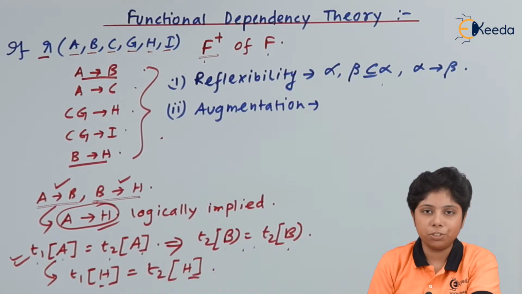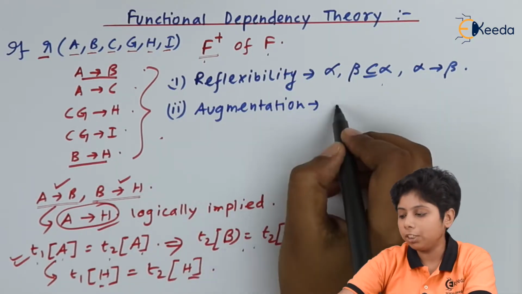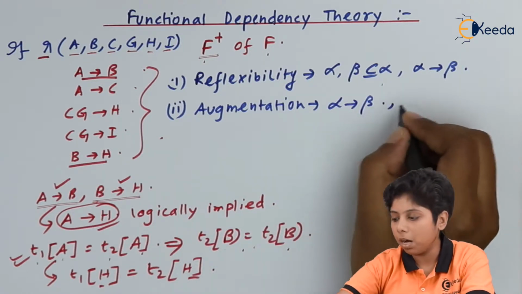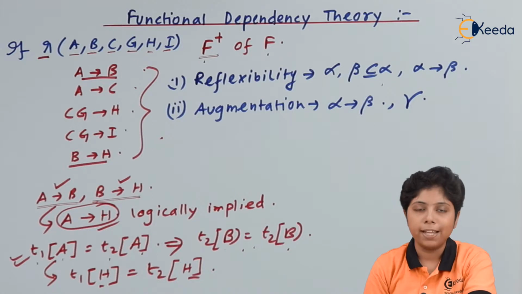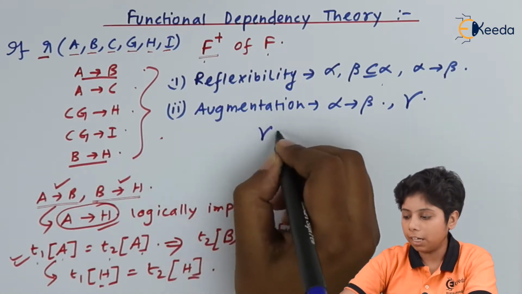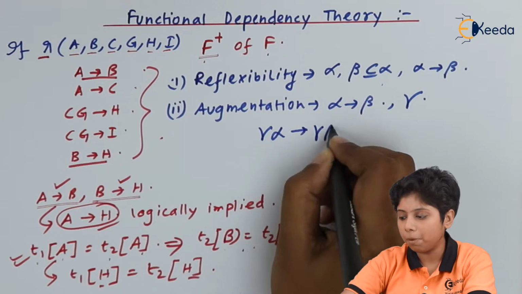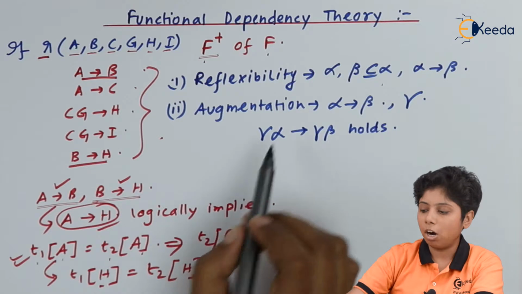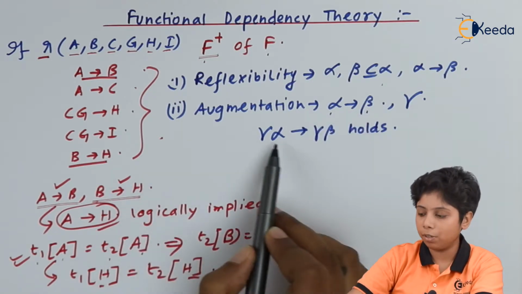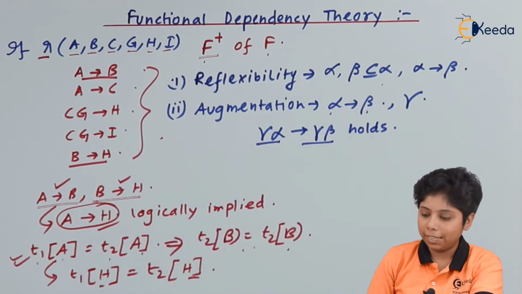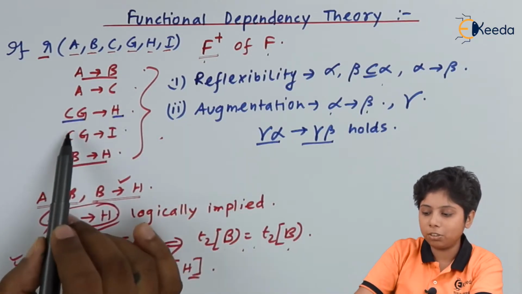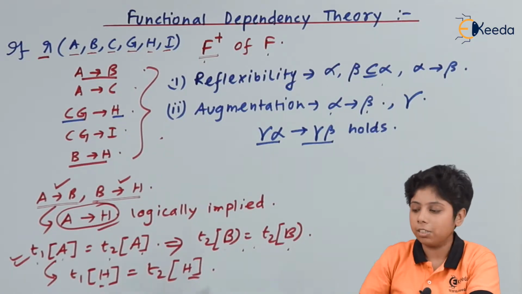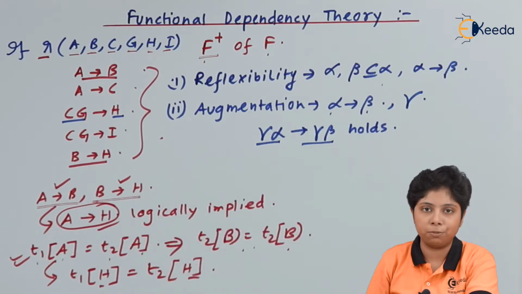Next is the augmentation rule. If there is a functional dependency alpha implies beta, and gamma is a set of attributes, then we can say that gamma alpha implies gamma beta holds for that relation. So we are augmenting alpha to beta into gamma alpha to gamma beta. For example, if there is CGH, that means also CH and GH. So we can derive it this way. That is known as the augmentation axiom.